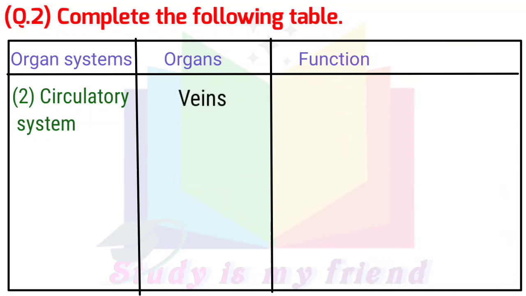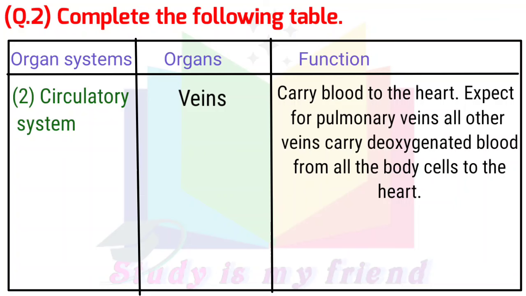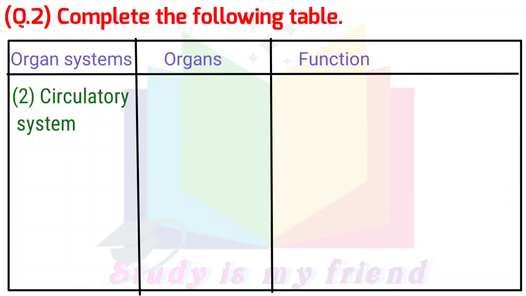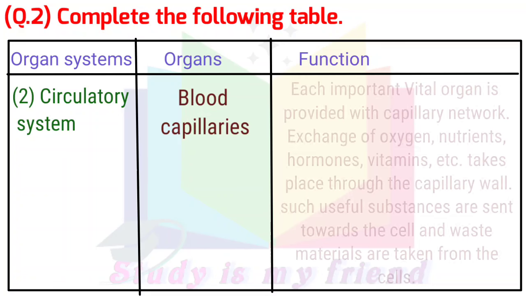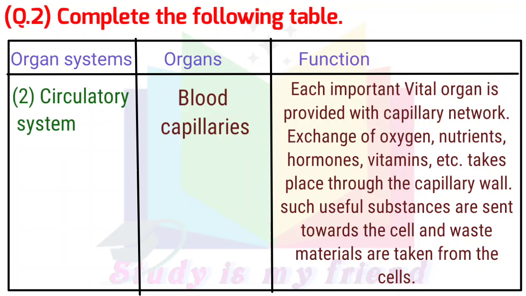Organ: vein. Function: carry blood to the heart, except for the pulmonary vein. All other veins carry deoxygenated blood from all the body cells to the heart. Blood capillaries. Function: each important vital organ is provided with a capillary network. Exchange of oxygen, nutrients, hormones, vitamins, etc. takes place through the capillary wall. Such useful substances are sent toward the cell and waste materials are taken from the cells.